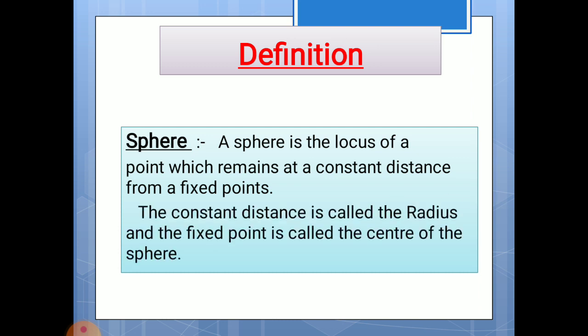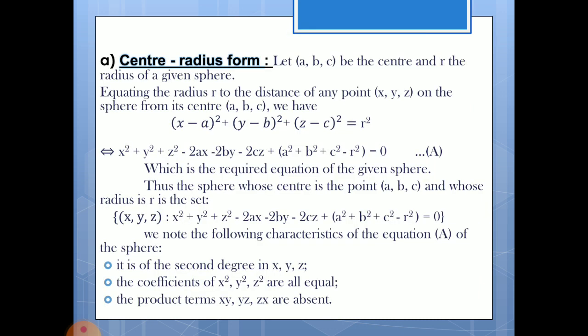The fixed point is called the center of the sphere and the constant distance is called the radius of the sphere. Okay? That means a set of points which lie at a constant distance from the center of the sphere is called a sphere. The fixed point is called the center and that constant distance is called the radius of the sphere.